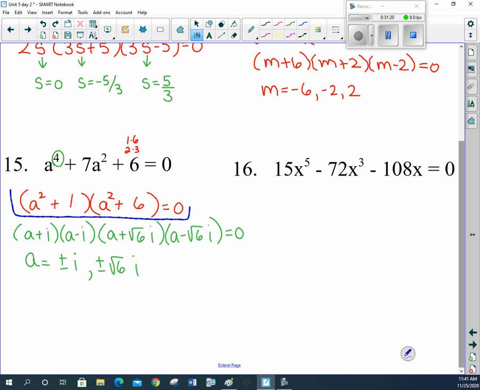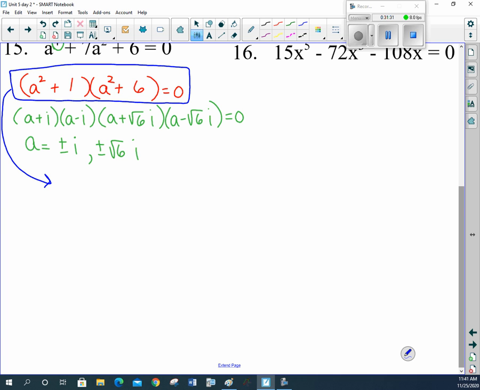Okay, I'm going to go a different route. So at this step, I am going to come down here, give myself some room. I'm not going to factor anymore. I'm just going to say a squared plus 1 has to equal 0. Or the other parenthesis, a squared plus 6 has to equal 0. Okay, so I'm going to solve that for the letter a. So I'm going to subtract 1. And now I'm going to take the square root of both sides. And a is going to turn out to be plus or minus, and the square root of negative 1 is i. Look, same two answers.